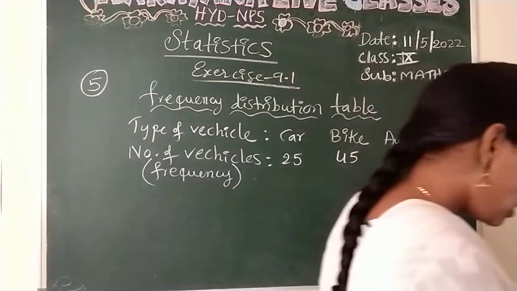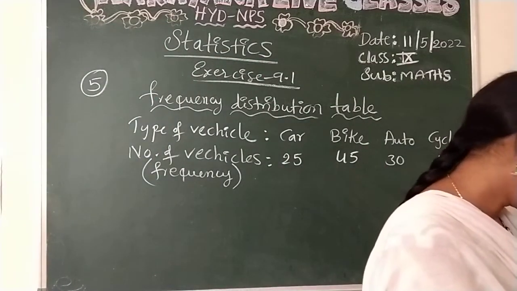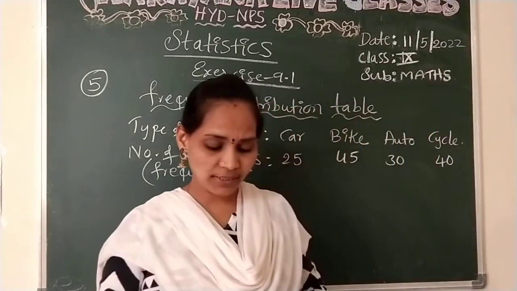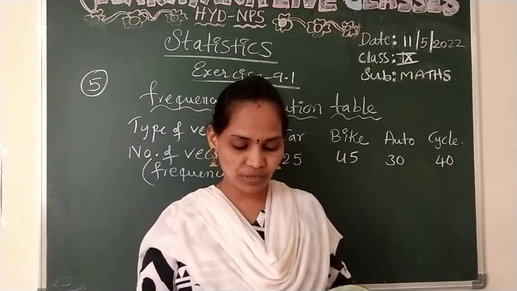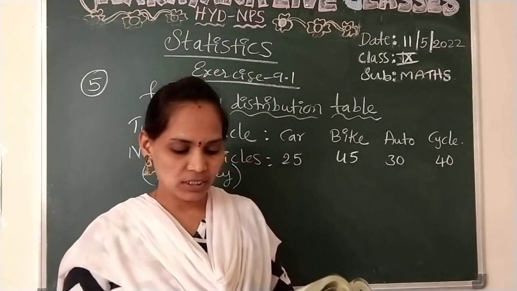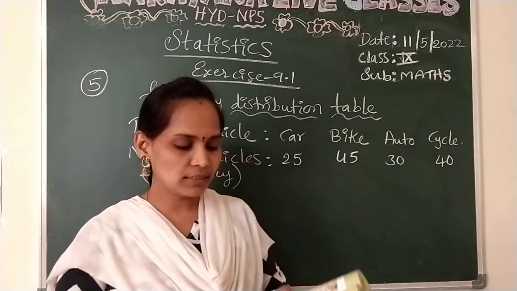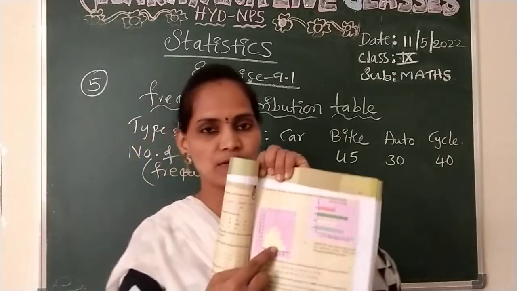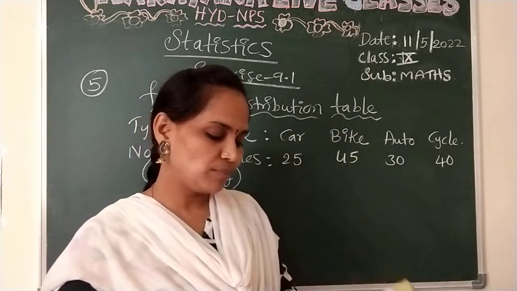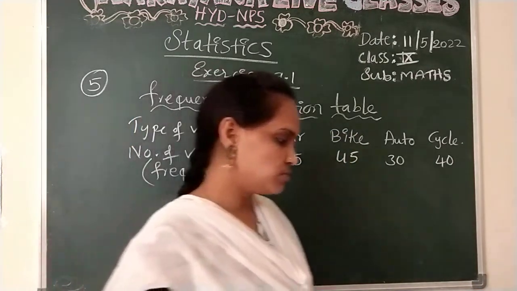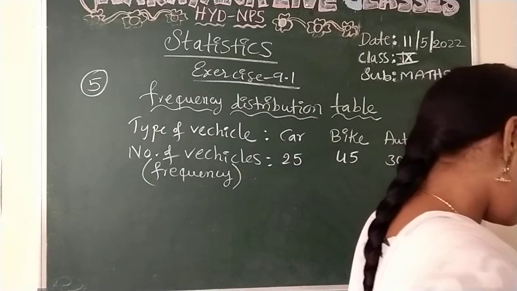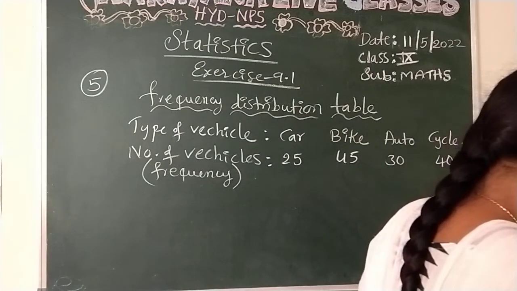Now coming to the sixth question. The sixth question says: identify the scale used on the axis of the adjacent graph and write the frequency distribution from it. See here, for the sixth question also a graph is given in the textbook. Once you see the textbook you can understand. From that we should write the frequency distribution table. Class and number of students are given.